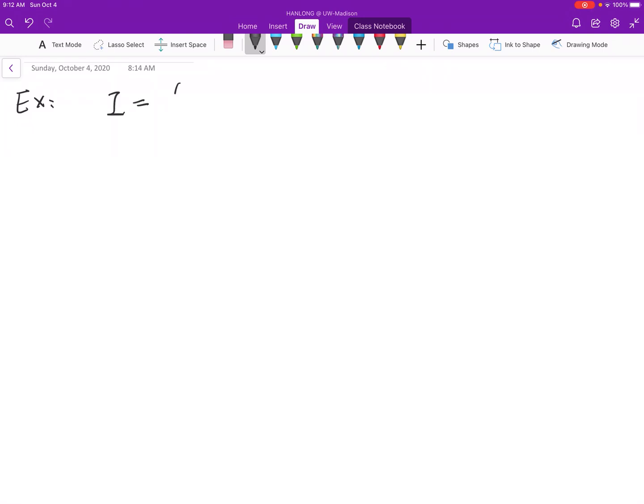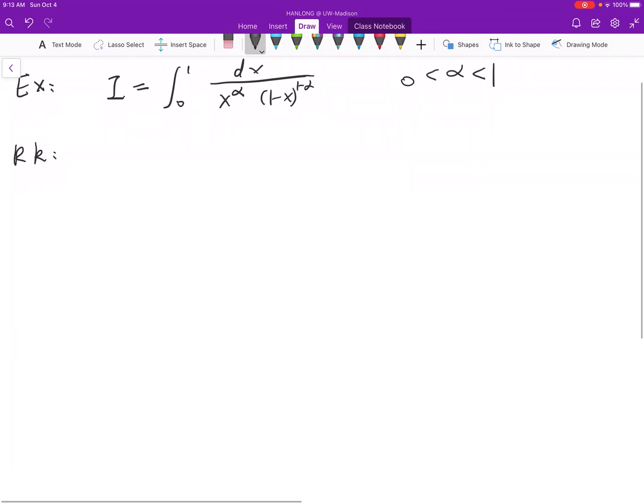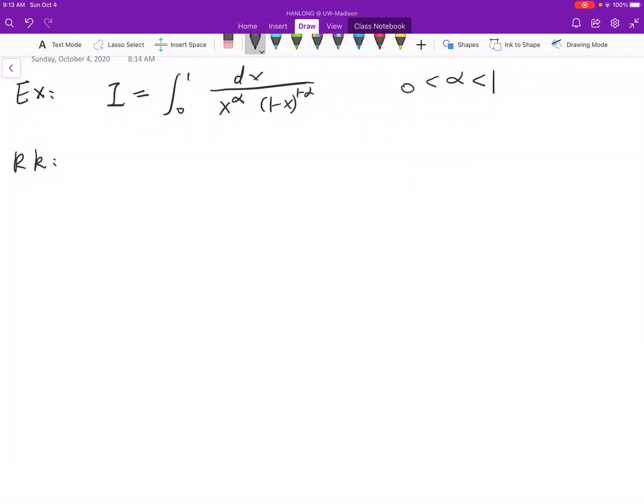So how to compute the integral from 0 to 1 of 1 over x to the alpha's power times (1 minus x) to the 1 minus alpha's power, with alpha between 0 and 1. Before we carry out the computation, we first look at the index alpha. This is very important.